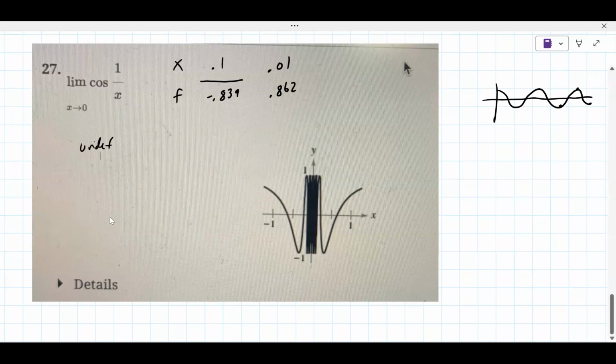If you have the ability, could you click on details there and see what kind of language it uses? Because you want to be consistent with what your instructor wants. Yeah, let me just pull it up real quick. And that was which problem? 27. It's probably going to go DNE, is my guess.